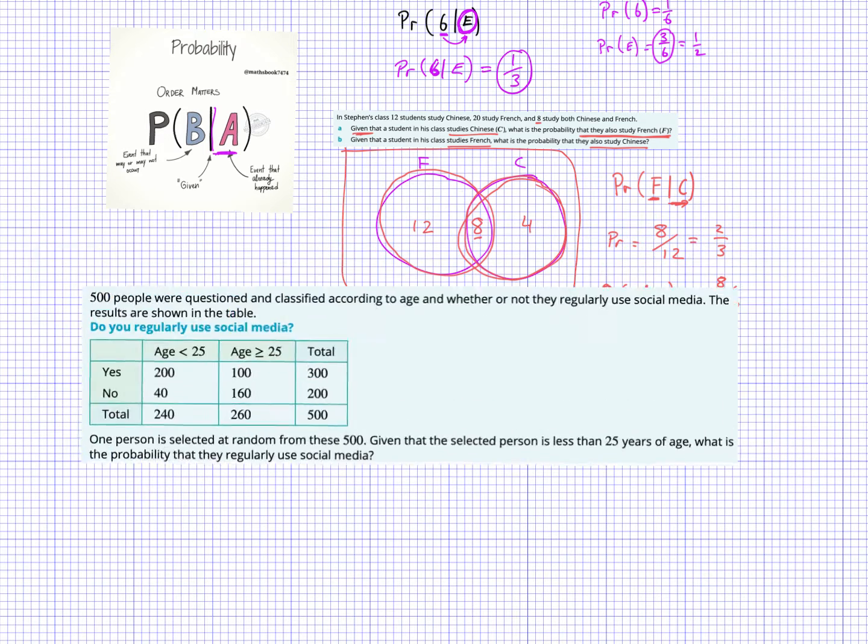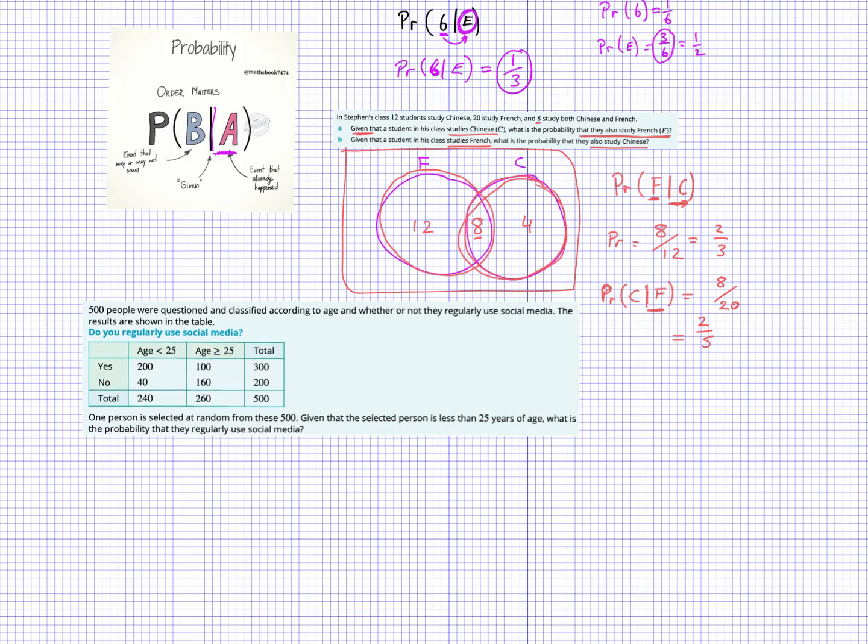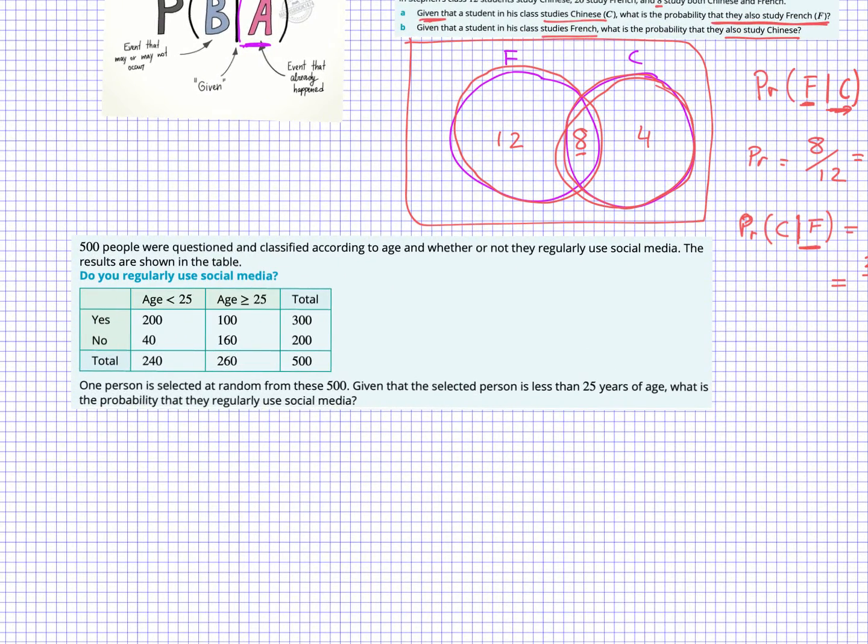This one here says that 500 people were questioned and classified according to age and whether or not they regularly use social media. The results are shown: do you use it, yes or no, and your age. Okay, so let's have a look at the question.